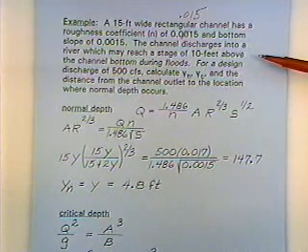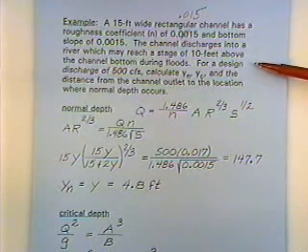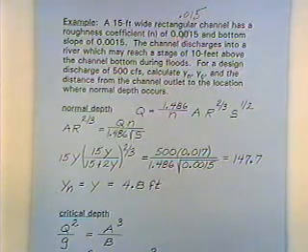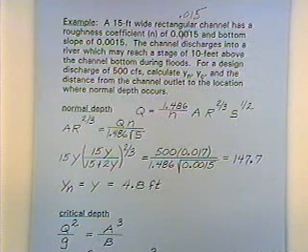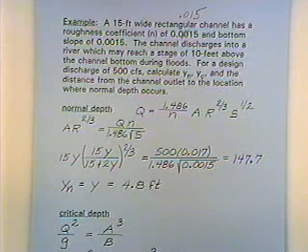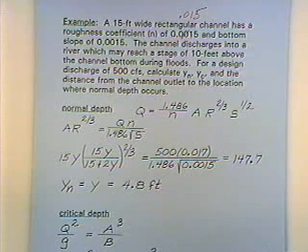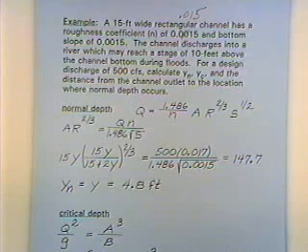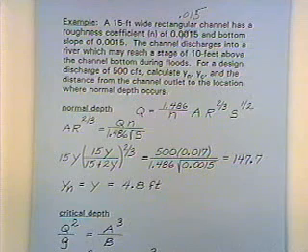The channel discharges into a river which may reach a stage of 10 feet above the channel bottom during floods. And we've got a design discharge of 500 cubic feet per second. And so we want to calculate the normal depth, the critical depth, and the distance from the channel outlet to the location where normal depth occurs. So we basically have a flood control or drainage channel here that's been built by people. It's a rectangular concrete channel, and it's discharging into a river. We know the stage of the river, and we want to compute the depth of the water in the channel all the way upstream.